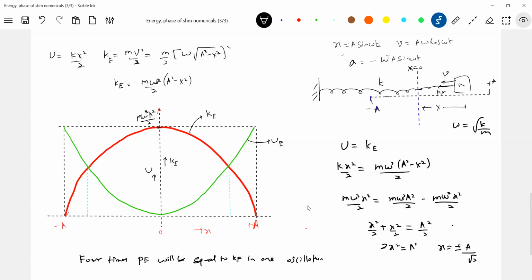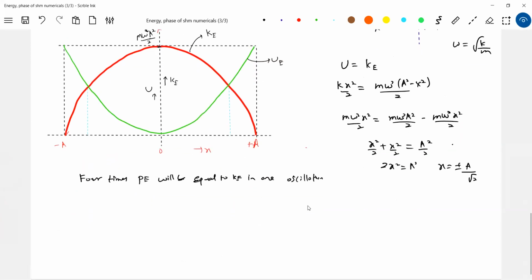Sir, how come 4 times? You can see that: plus a by root 2, go to the extreme, then again a by root 2, mean position, a by root 2, minus a by root 2, again the left extreme, again minus a by root 2. So in one cycle, 4 times they will be equal. If you are still not understanding, the best thing is for the student to draw a diagram like this. This is the best way of learning.